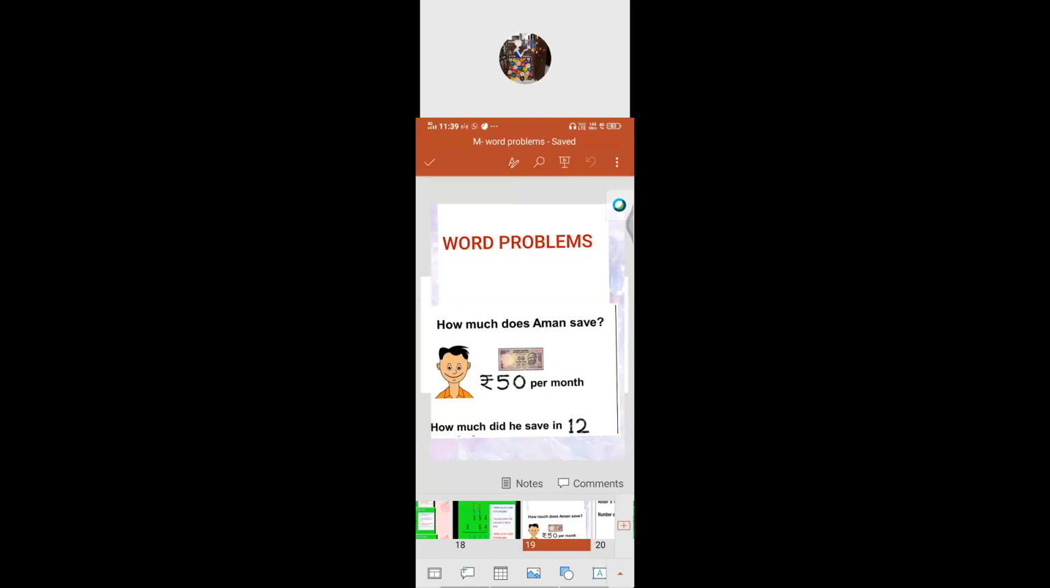What we have to find out now is how much did he save in 12 months. The question is given there. What information did you get there? What information have they given? The information here is given for 1, that means per month he saved 50 rupees. They are asking for 12 months. That means information is given for 1. If they ask for many, that is multiplication. Got it? If the information is given for 1 and they ask for many, it means multiplication.